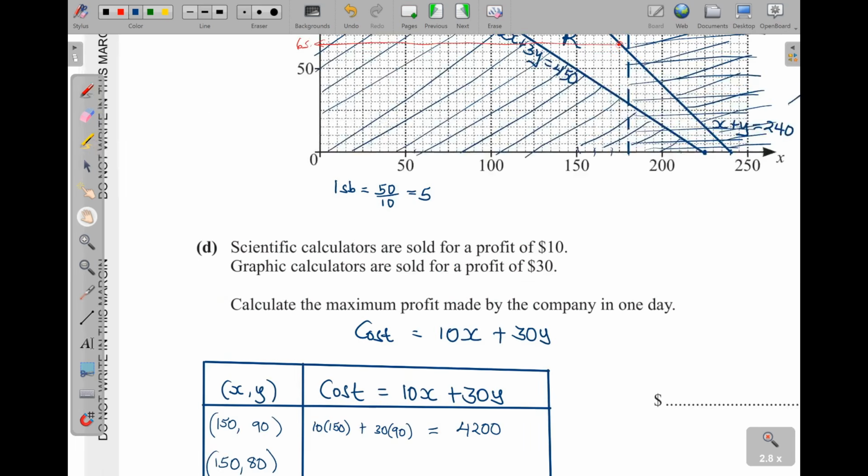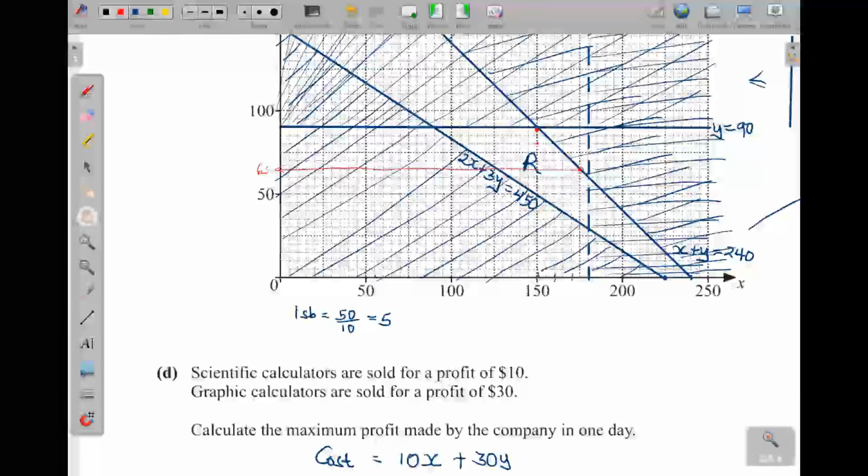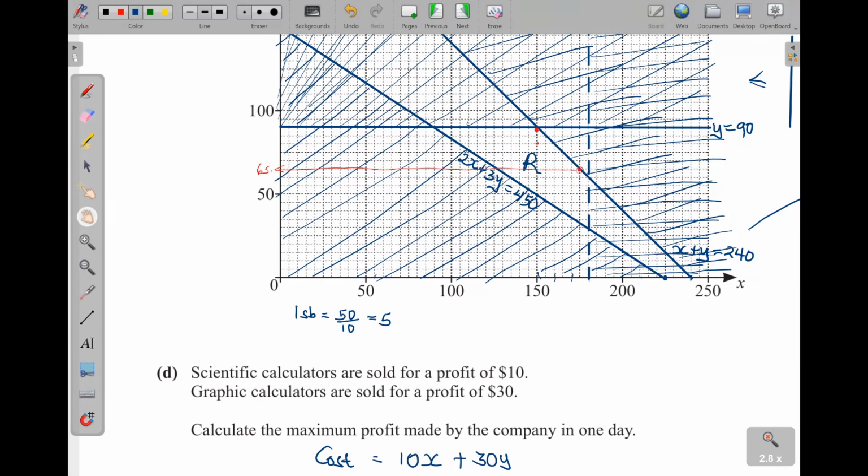Then next we can use 150 and 80. Okay, I've told you here 150 and 80 is here, then there is also 90. Okay, 150 and 80. Already 150 and 90, we have taken it.